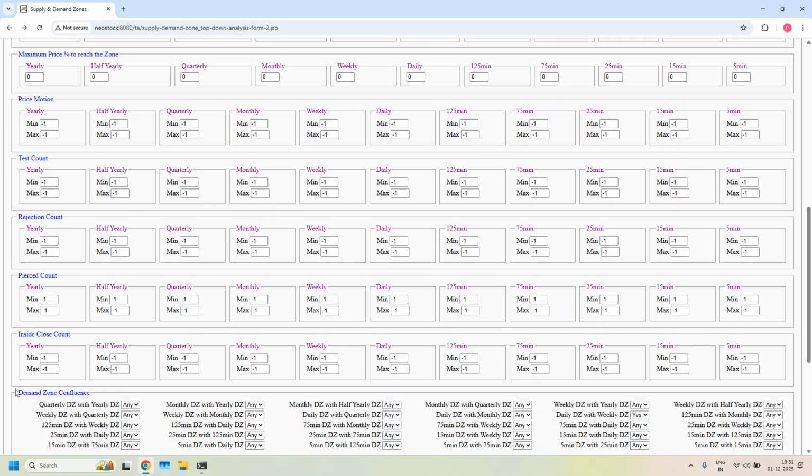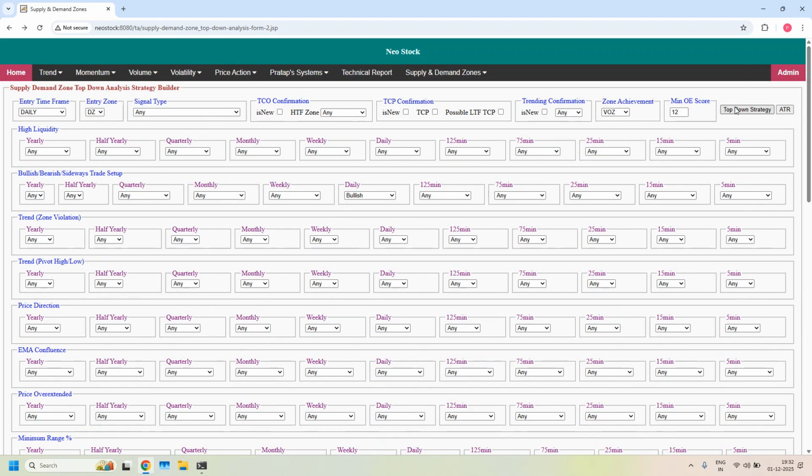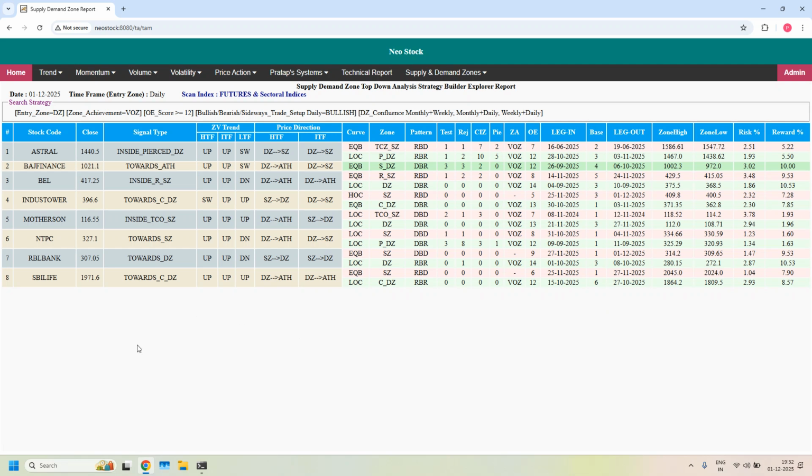So in the demand zone confluence, we should set three filters: daily and weekly demand zone confluence, daily and monthly demand zone confluence, weekly and monthly demand zone confluence. By enabling all the three filters, second strategy, first step, we got 8 stocks. In these 8 stocks, the fourth one is sideways, ignore it.